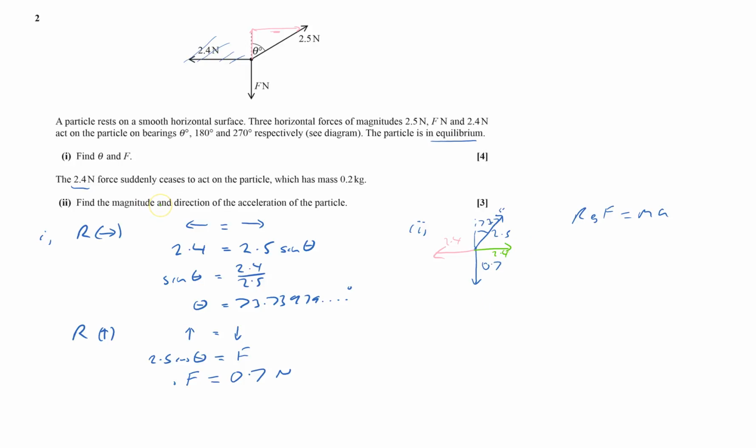So magnitude and direction of the acceleration force equals 2.4 newtons to the right, and we want to find out the magnitude and direction of acceleration. Therefore, acceleration to the right, and what we got, 2.4 equals the mass, which is 0.2, times the acceleration. So the acceleration equals 12 meters per second squared, and I say it's to the right, and that's question 2 done.